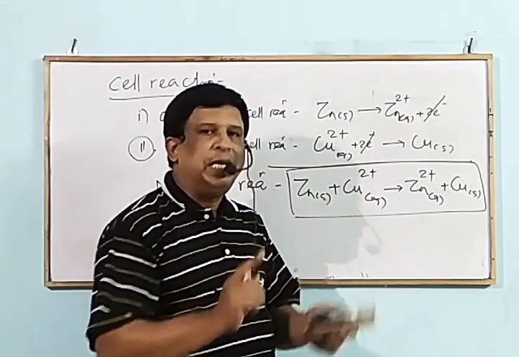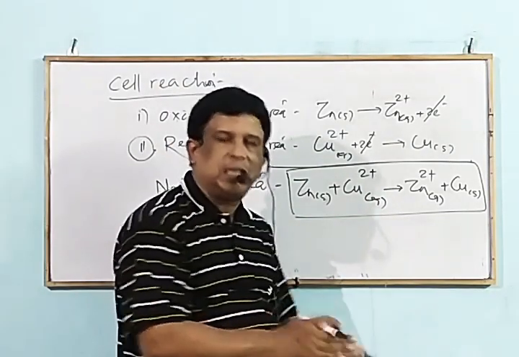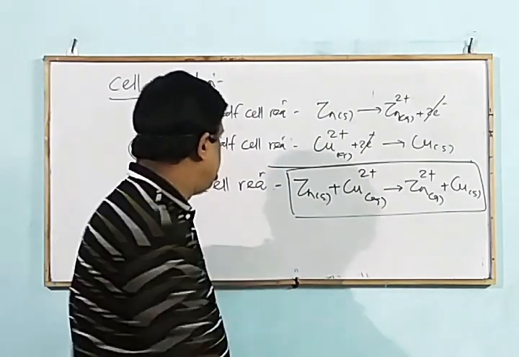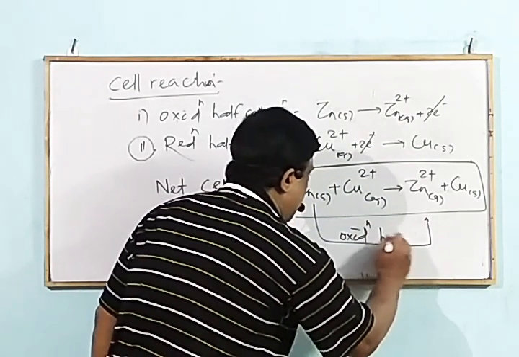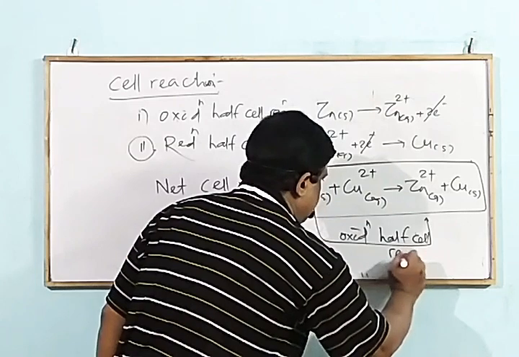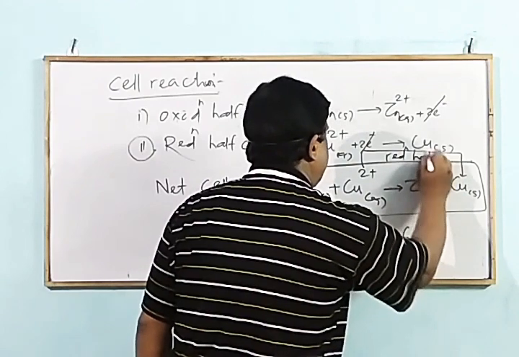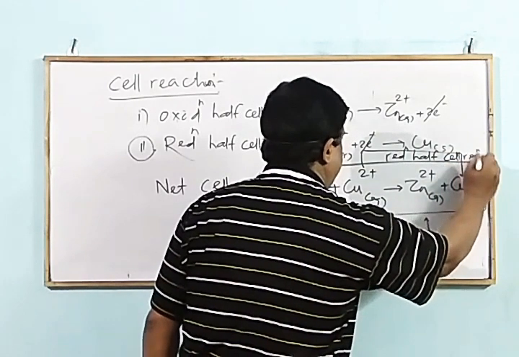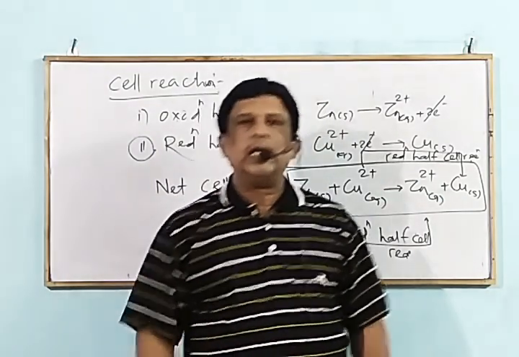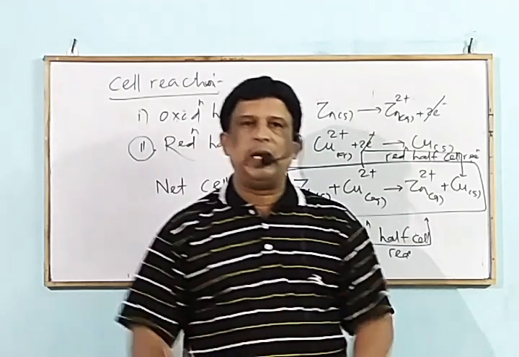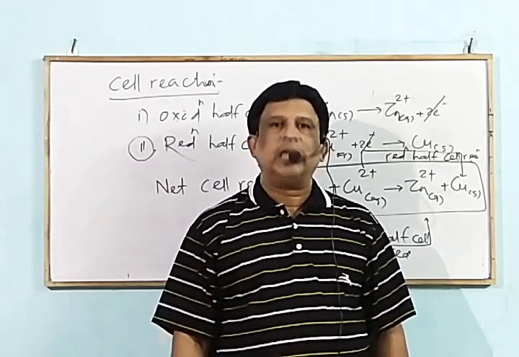So mark that how an indirect redox reaction takes place. In the anode half cell, oxidation takes place. In the cathode half cell, reduction takes place. It is known as the oxidation half cell reaction, and the reduction half cell reaction. So in this way, in the galvanic cell, an indirect redox reaction takes place, as a result of which the decrease in free energy is converted to electrical energy.